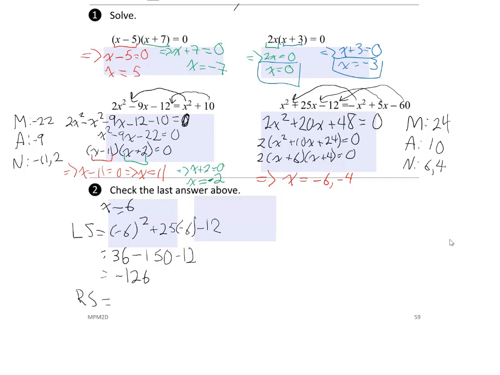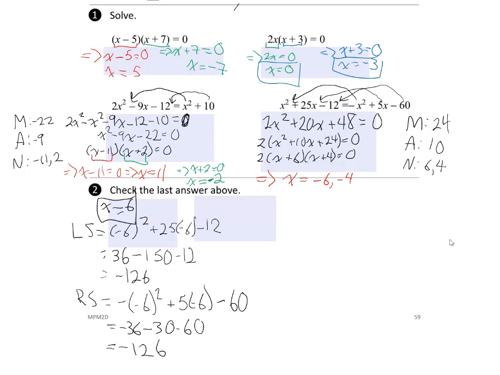We're just going to sub in x equals 6 for our right side now, and then we should get negative 126 by the end. So negative 6 squared plus 5 times negative 6 minus 60, which just equals negative 36 minus 30 minus 60, which just gives you negative 126. Perfect. Okay, left side equals right side. That means that this is checked. X is equal to negative 6.